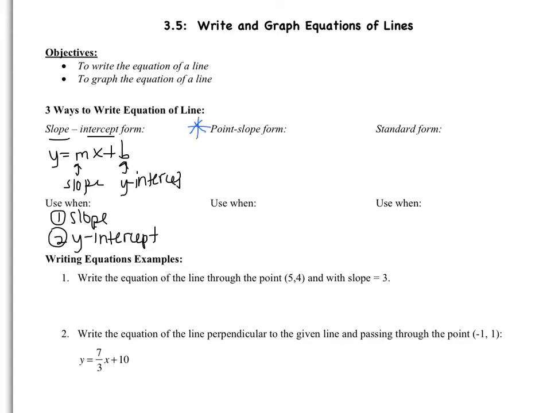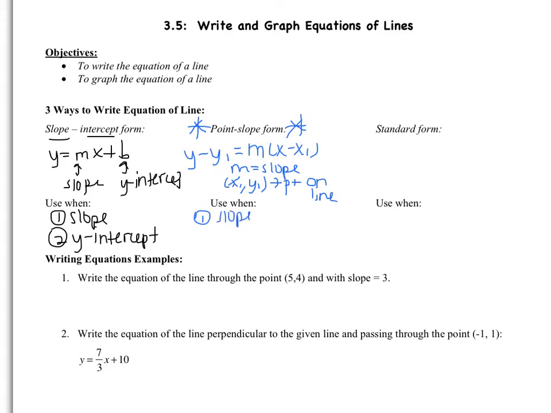Point-slope form, my absolute favorite form that is the most useful, is y subtract y1 equals m times x subtract x1. In this case, m is still the slope, and x1, y1 is just some point on the line. Use this when you have the slope, and you also need a point on the line. It doesn't have to be the y-intercept though. Hence why it's called point-slope form.